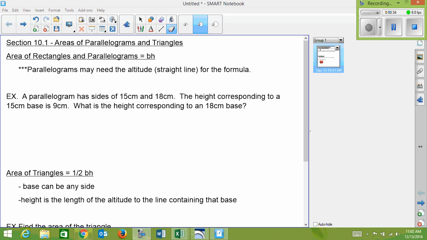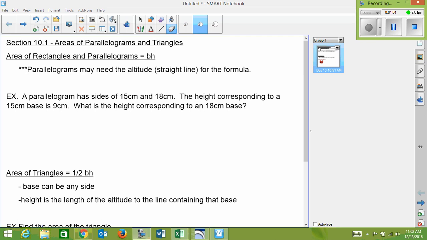So my example here is a parallelogram has sides of 15 and 18 centimeters. The height corresponding to a 15 centimeter base is 9 centimeters. What is the height that would correspond to the 18 centimeter base? So in other words, this parallelogram has got to have the same area no matter what base and height that you use. In this case, base and altitude, because it must be a slanted figure if it's got different lengths.